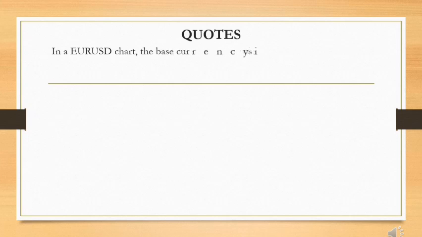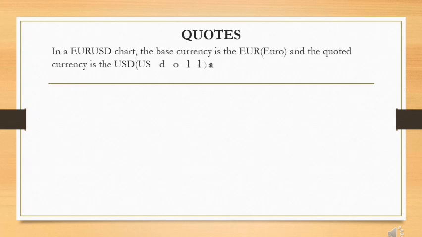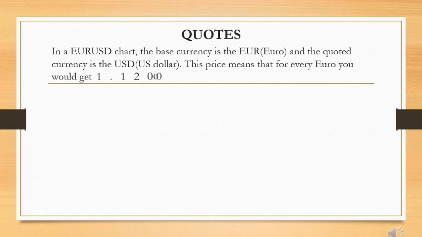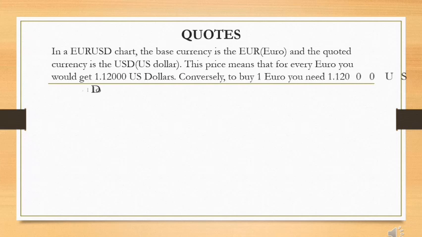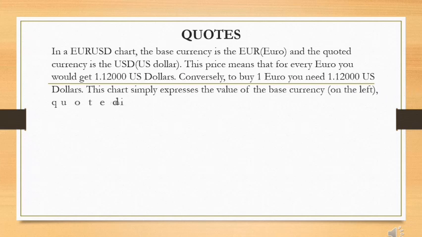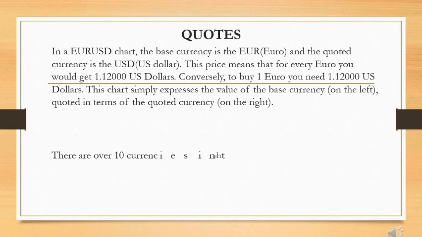The next is quotes. In a Euro-USD chart, the base currency is the euro, and the quoted currency is the USD. This price means that for every euro you would get 1.12000 US dollars. Conversely, to buy 1 euro you need 1.12000 US dollars. This chart simply expresses the value of the base currency on the left, quoted in terms of the quoted currency on the right.